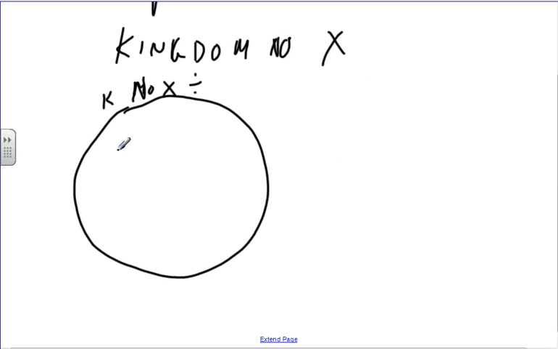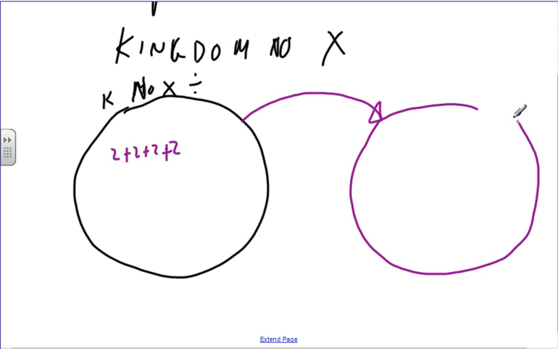Well, you can add a lot. 2 plus 2 plus 2 plus 2, right? But the king said no multiplying, no division. Okay, so you're a smart mathematician, so what you're going to do is keep the king's word. You're not going to multiply. You're going to come over to the land of L-A-N-D, the land of log over here.